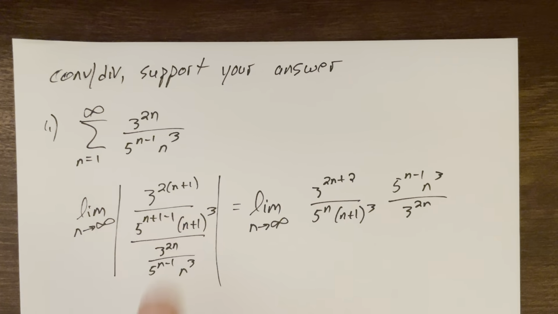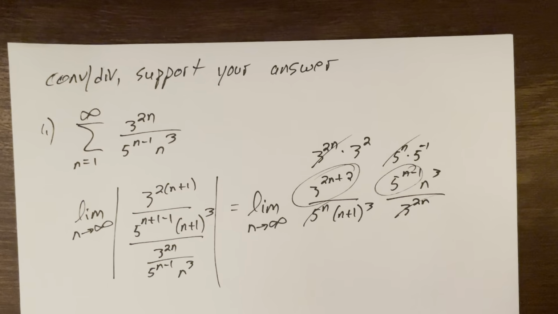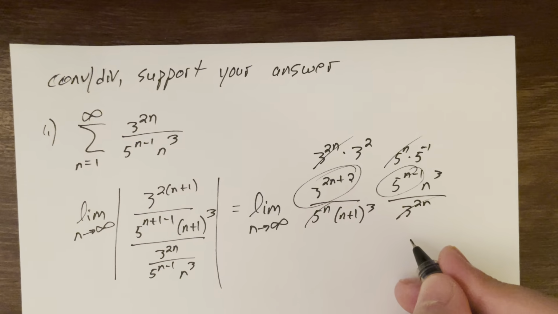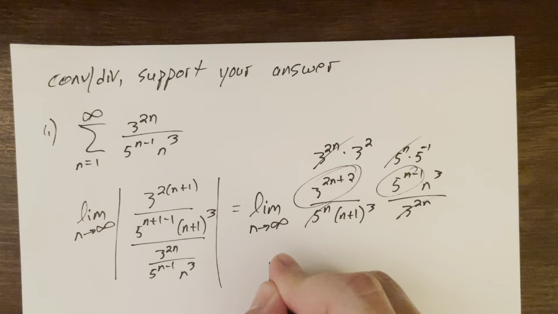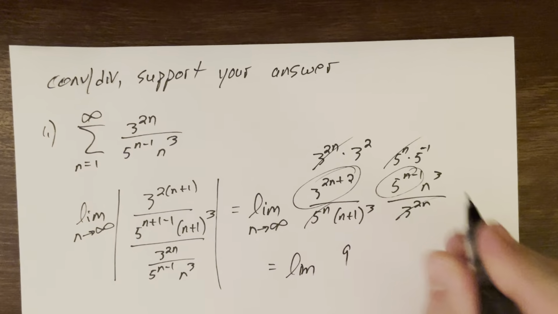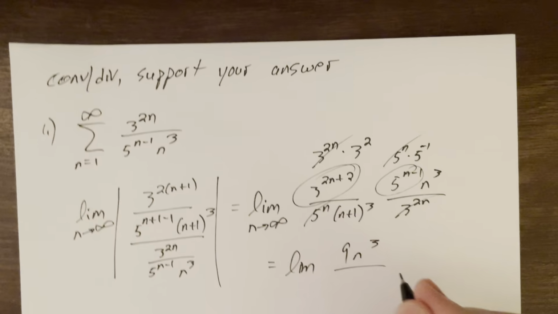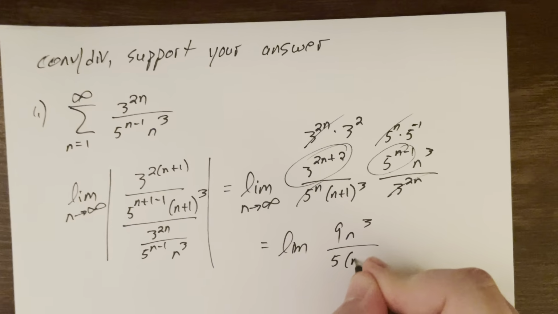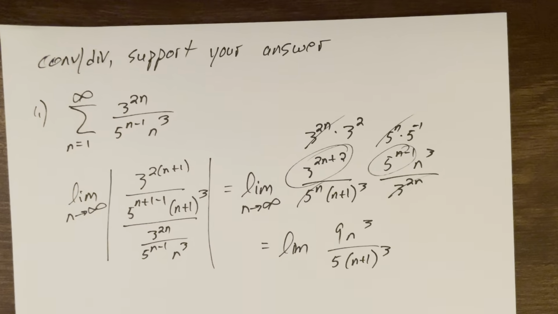Oops, this is 5 to the negative 1 here, everybody. Right? 5 to the n times 5 to the negative 1. So this is a 9. This would flip into the denominator as a 5. The n cubed is still on top. The 5 I move to the bottom. This n plus 1 cubed is still here in the bottom.